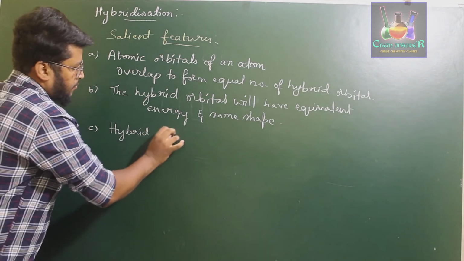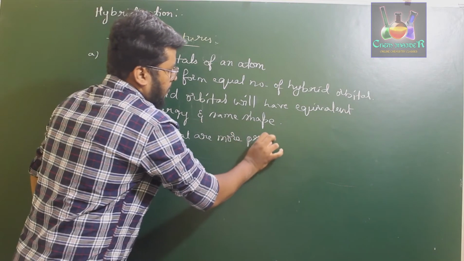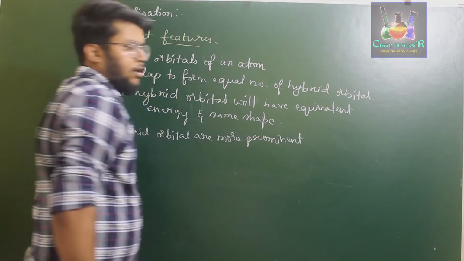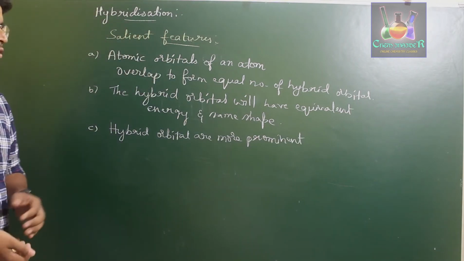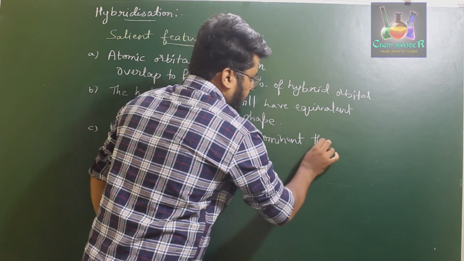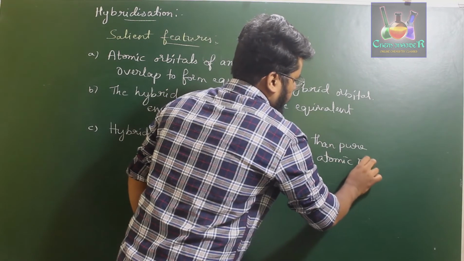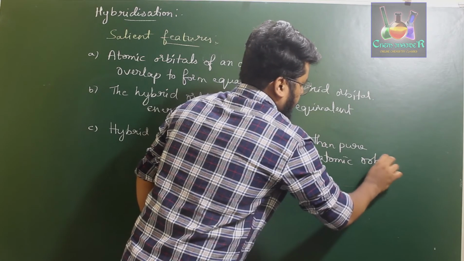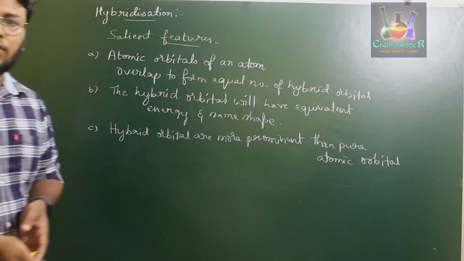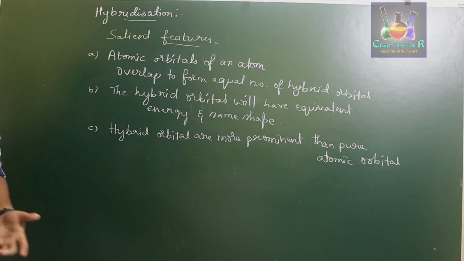Hybrid orbitals are more prominent in explaining the shape of a given molecule than pure atomic orbitals. Hybrid orbitals are more prominent when compared to pure atomic orbitals when you are explaining the shape of the molecule. Therefore, hybrid orbitals yield the tetrahedral geometry in the CH4 molecule, but not the pure atomic orbitals.